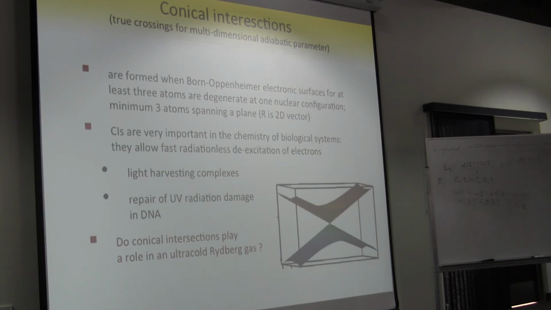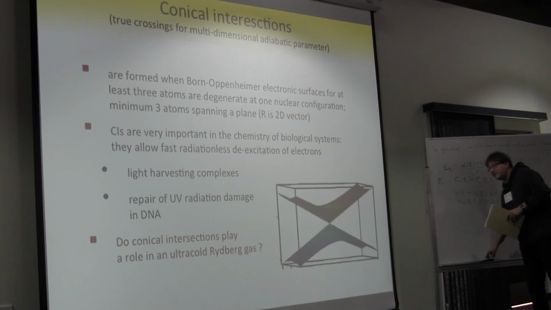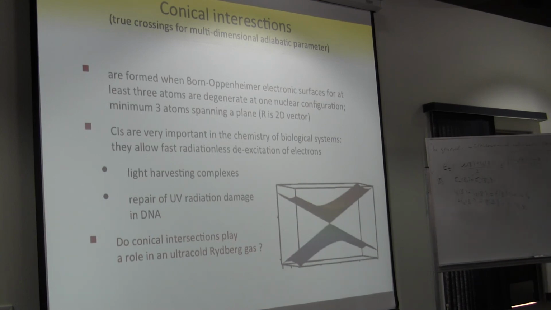As I said already, these conical intersections are very important in the chemistry of biological systems, since they allow fast radiation-less de-excitation of electrons. Light harvesting complexes are the prime example, but also repair of UV radiation damage in DNA works via this mechanism. And of course, we will be interested, not today, but in another lecture, in the question: do conical intersections also play a role in ultra-cold Rydberg gases?